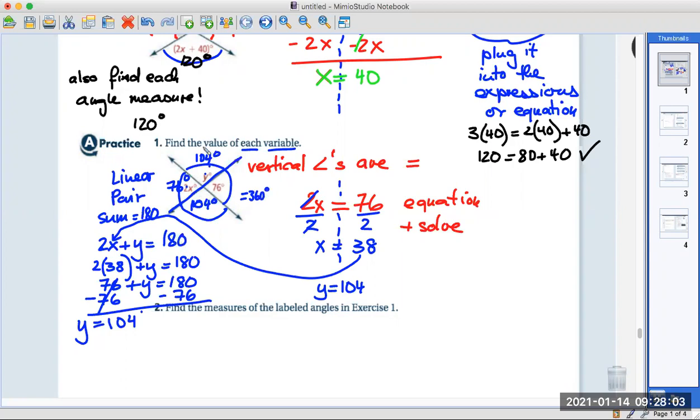All right, so did we answer find the value of each variable? Yes, we got x, we got y. And now the next question says, find the measure of the labeled angles. So we already have them: 104, and 76, and another 76, and another 104.